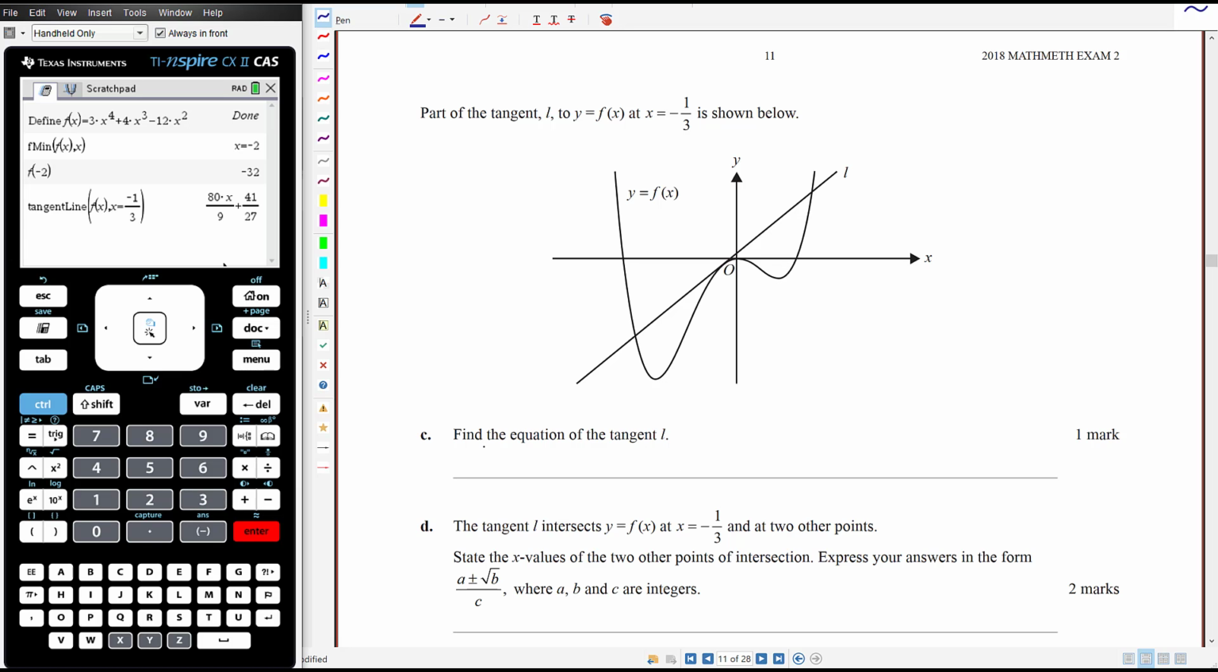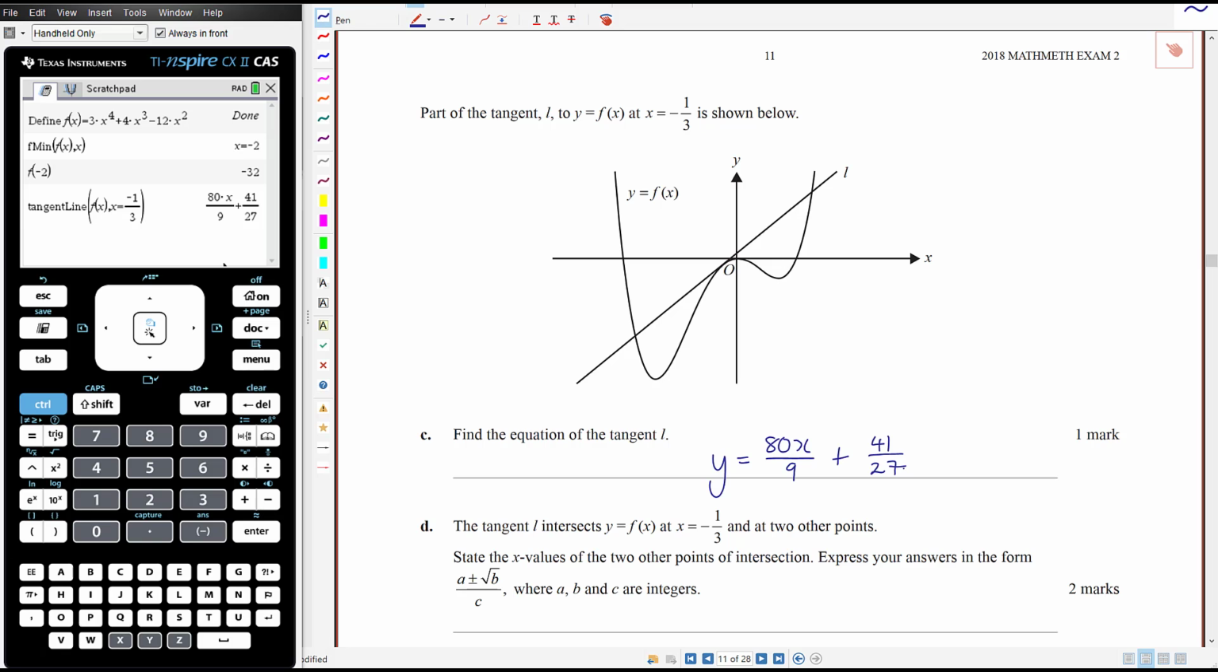So you must give an equation, you can't just write an expression. The equation of the tangent is y equals, it's not L equals, you might be able to write L of x if you want, but it's y equals 80x on 9 plus 41 on 27.